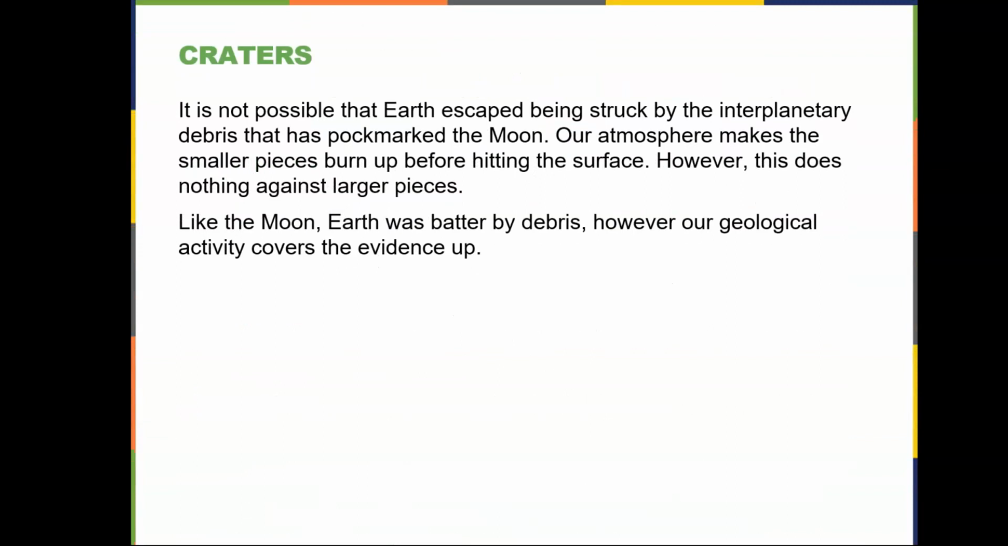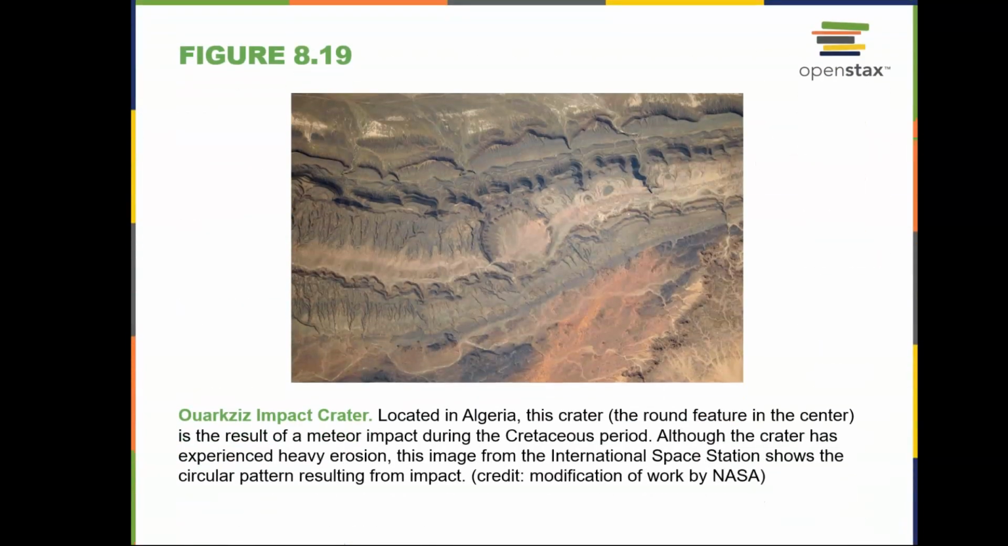It is not possible that Earth escaped being struck by the interplanetary debris that has impacted the Moon. Our atmosphere makes the smaller pieces burn up before hitting the surface. However, this does nothing against larger pieces. Like the Moon, Earth was battered by debris. However, our geological activity covers this evidence up. Here we can see evidence of a crater on Earth, though it is heavily eroded.